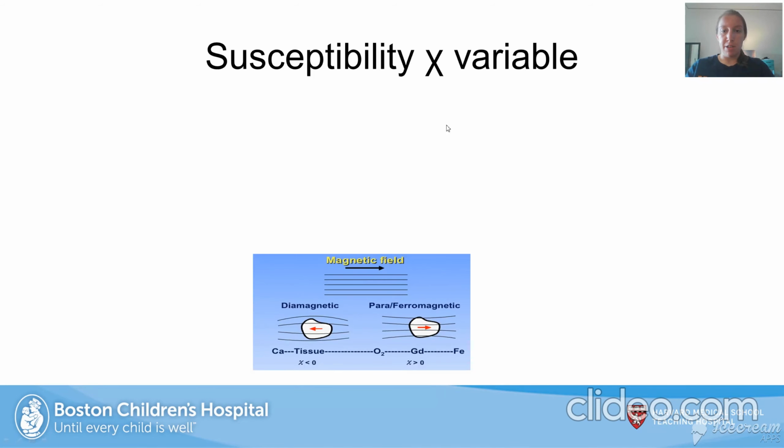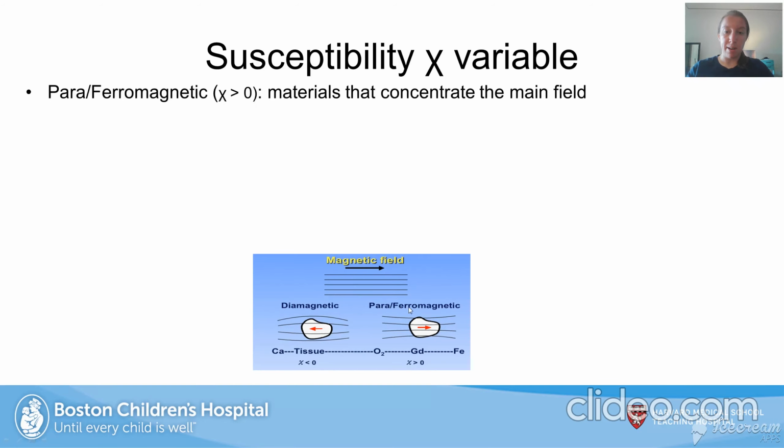This is the variable chi here, and as I mentioned, it depends on the tissue or whatever substance is placed in the magnetic field. You can think of the magnetic field as parallel lines, as you can see. When you add something that's para or ferromagnetic, those terms are interchangeable, chi will be greater than 0. These are materials that concentrate the magnetic field, so you can see how it pulls the magnetic field towards them. That makes sense because they're ferromagnetic.